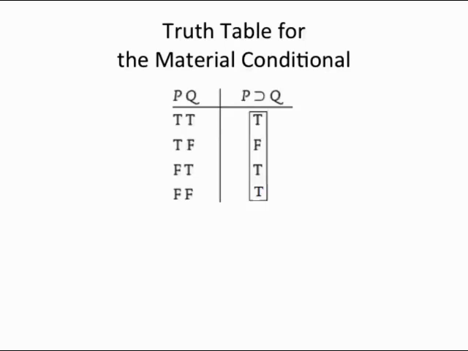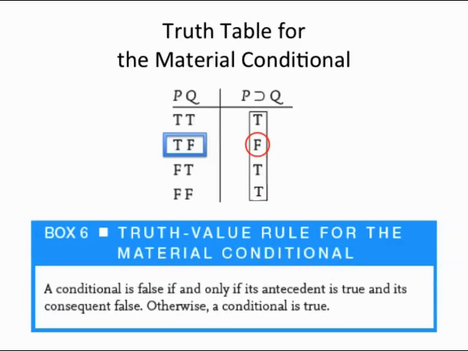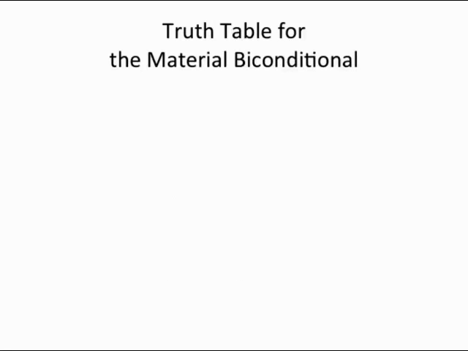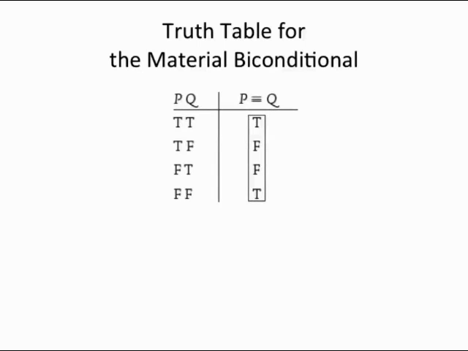The truth table for the conditional is quite interesting. Again, the left-hand columns are identical to conjunction and disjunction, but the right-hand column shows us something quite striking. A conditional is false if and only if its antecedent is true and its consequent is false, which is exactly what our truth table tells us concerning the rule for the material conditional. A conditional is false if and only if its antecedent is true and its consequent is false. Otherwise, it's true.